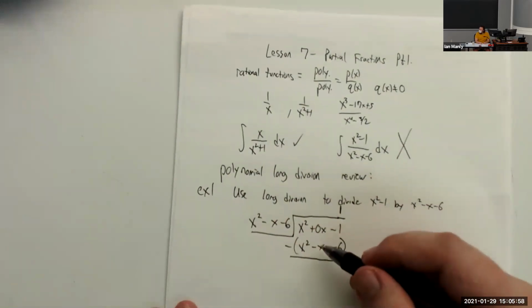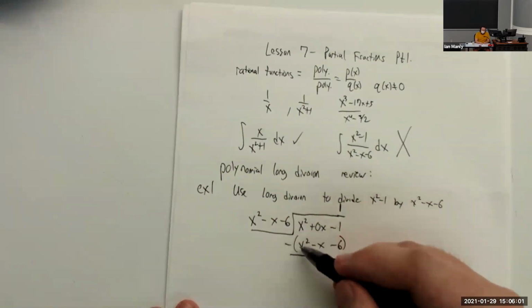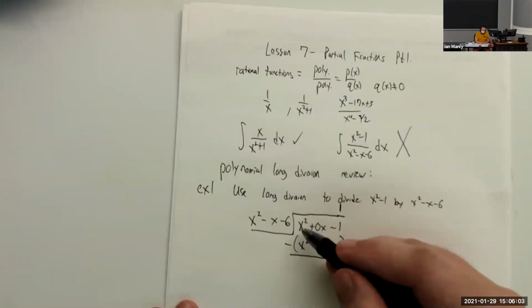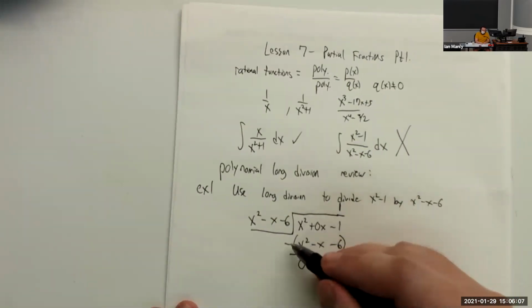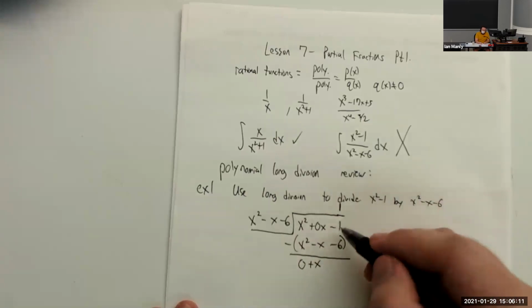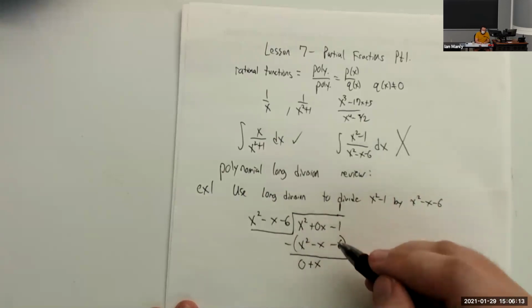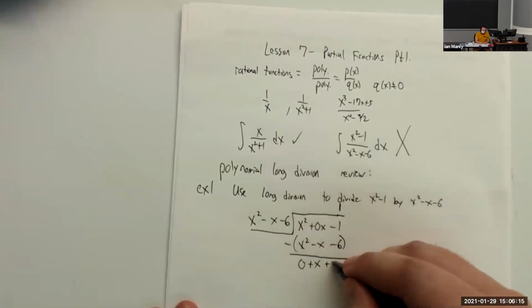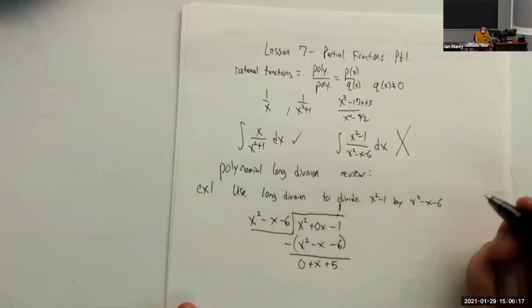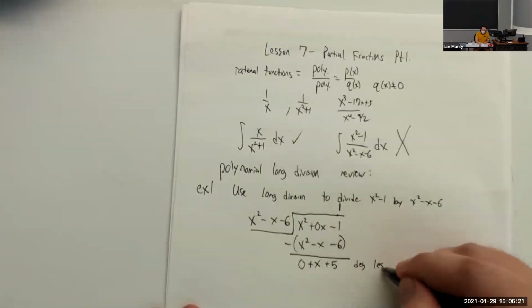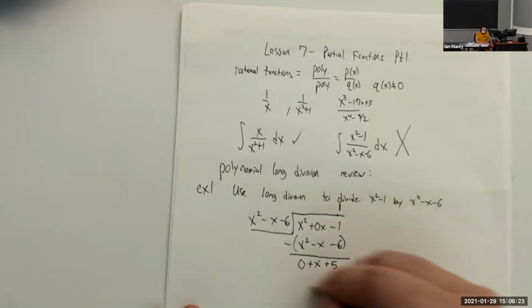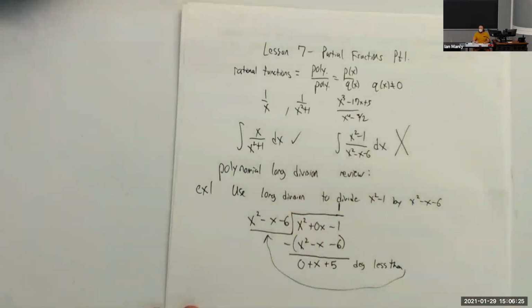All right, and if we did this correctly, we should always get 0 for the first subtraction. So x squared minus x squared will be 0. Now we have no x's minus a negative x. That will give us positive x. And then we have -1 minus -6. That's going to be 5 right here. Now, when the degree of this is less than the degree of that, that means we're done.